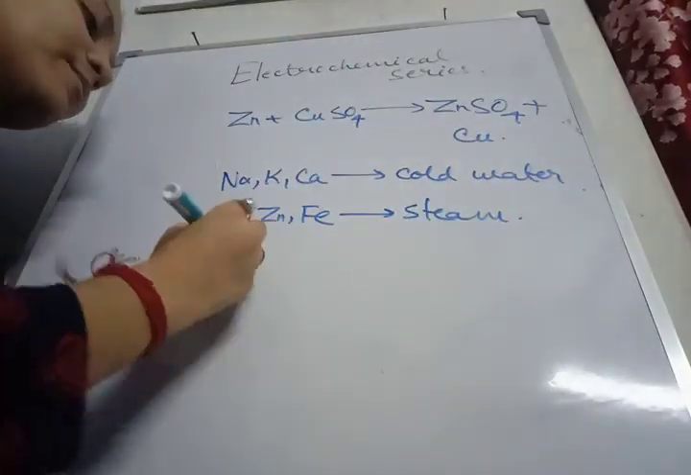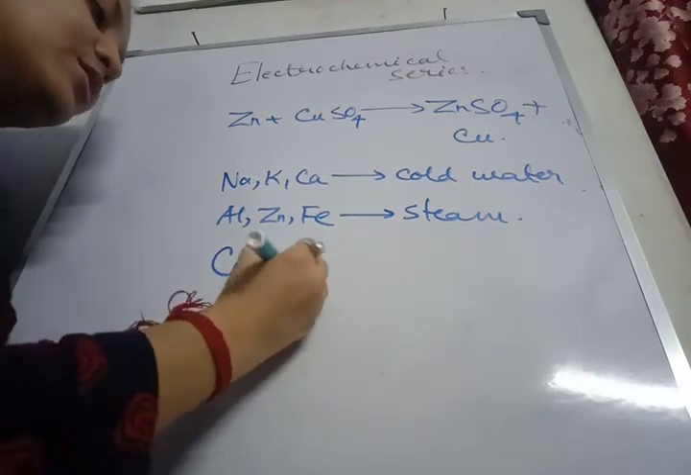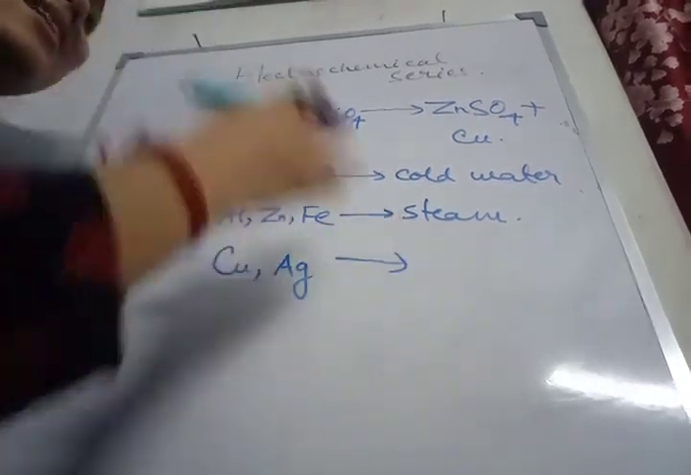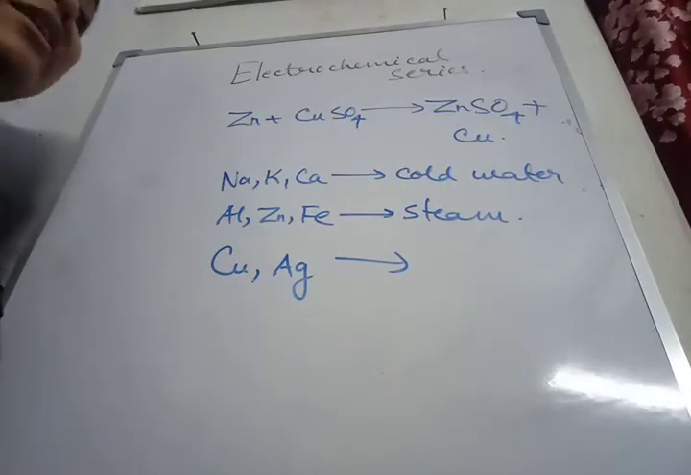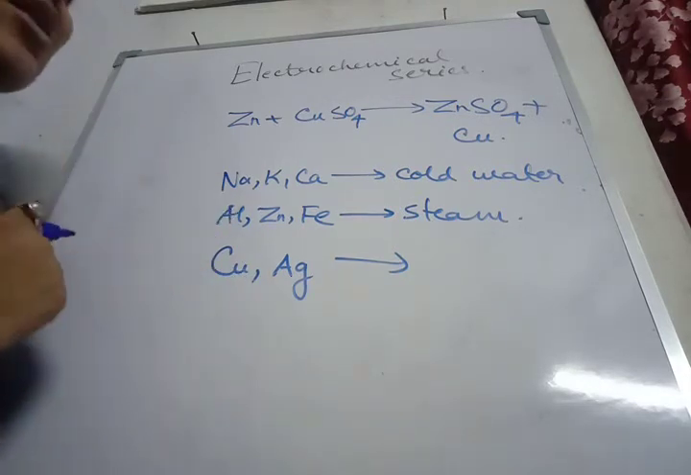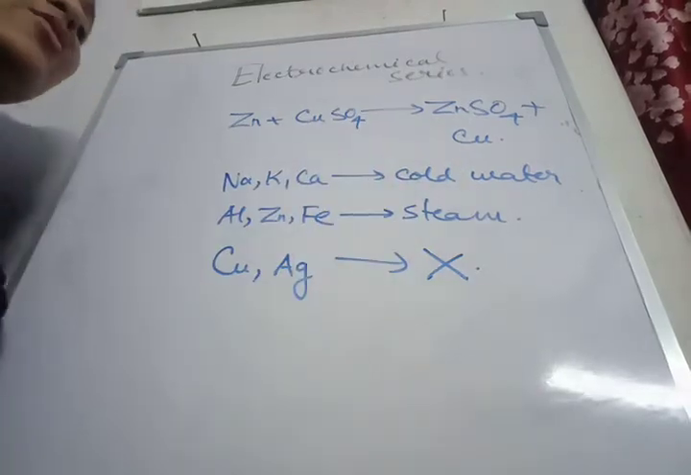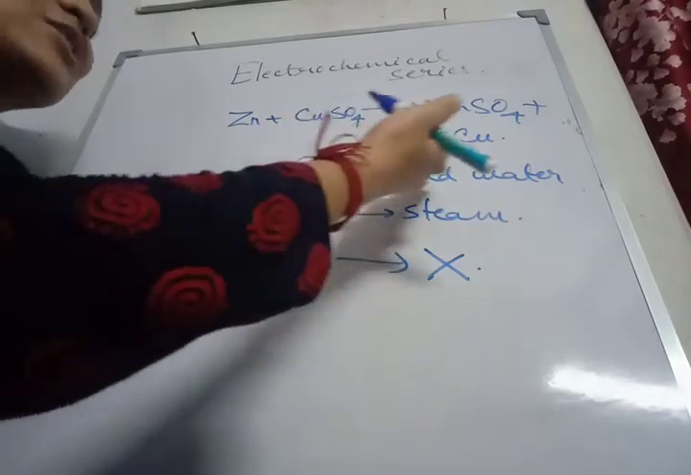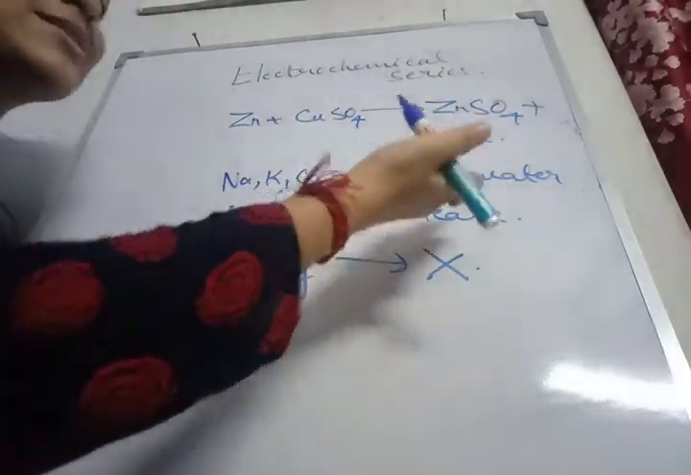But metals like copper and silver will not react with water in any condition, neither with cold water, nor boiling water, nor steam. Why? Because they are present above hydrogen in the electrochemical series. So they will never react with water. Actually, in a reaction with water, what is happening? The metal is displacing hydrogen.